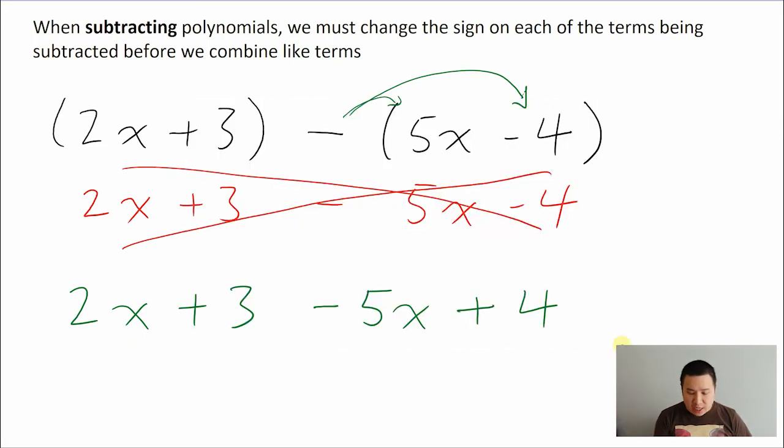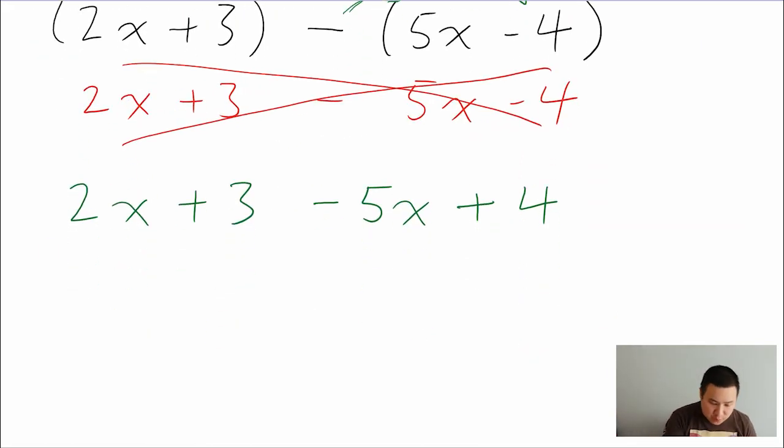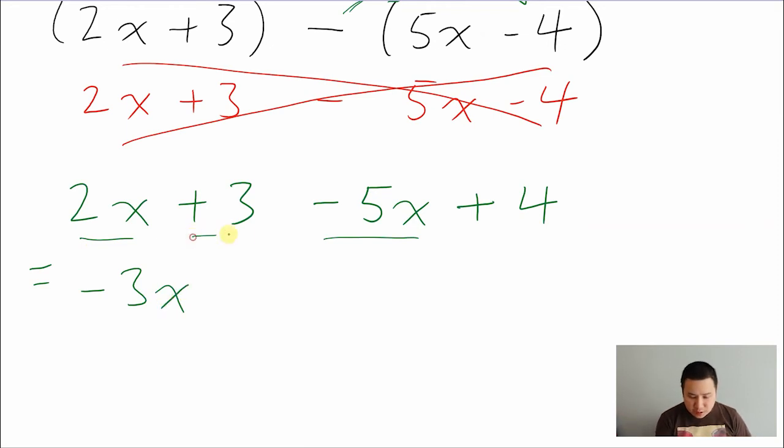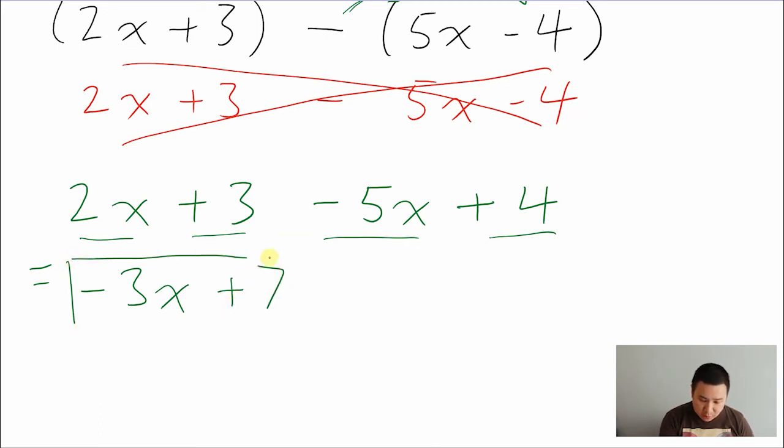then I can write it out as one long polynomial. So now I have 2x plus 3 minus 5x plus 4. And then we can combine these like terms. So at this point, we're back to the business of combining like terms. This 2x goes with this negative 5x to give me negative 3x. And this positive 3 goes with this positive 4 to give me positive 7. And then that's my final answer.